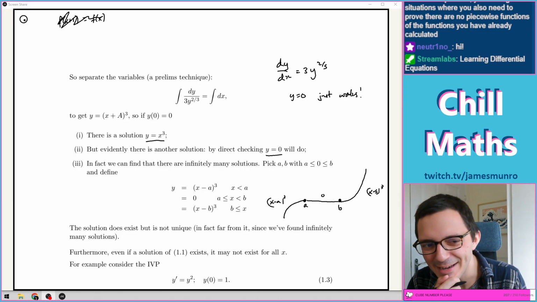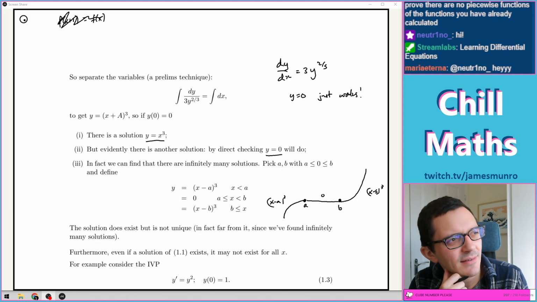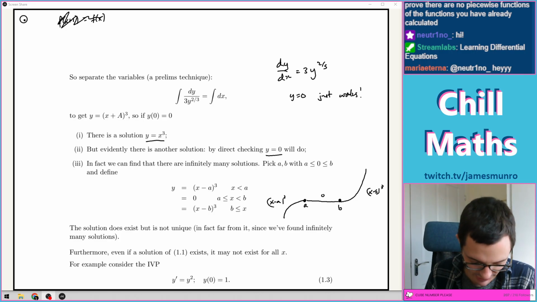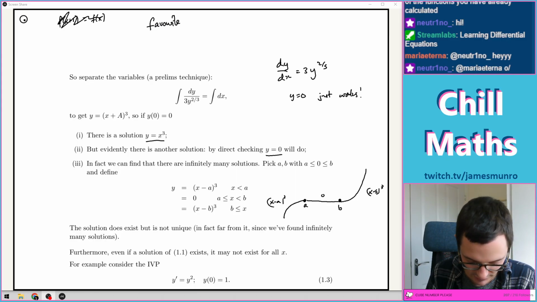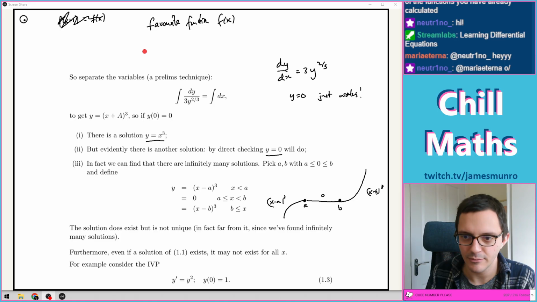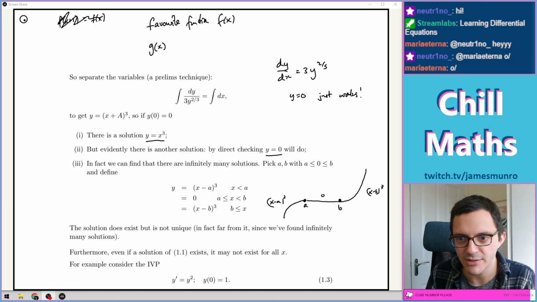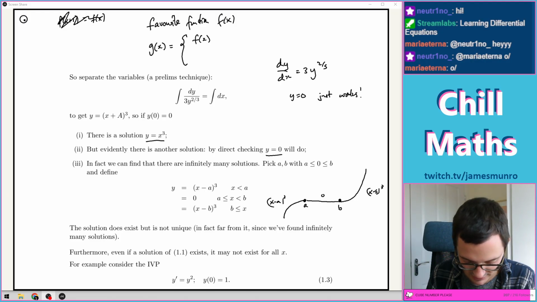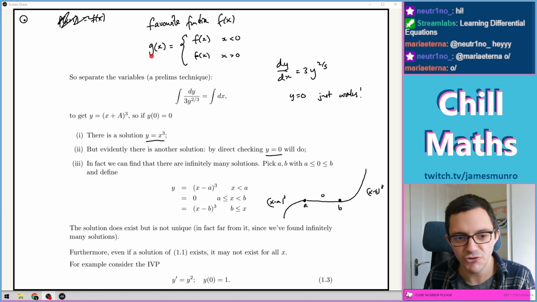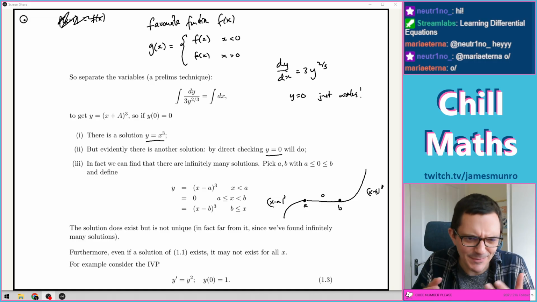I think piecewise functions get a bad rap because if I take your favourite function, your actually top function f of x, and I say, well, how about this piecewise function defined as f of x if x is less than 0 and f of x if x is greater than 0, then g is kind of a piecewise function, which sometimes gets a bit maligned.